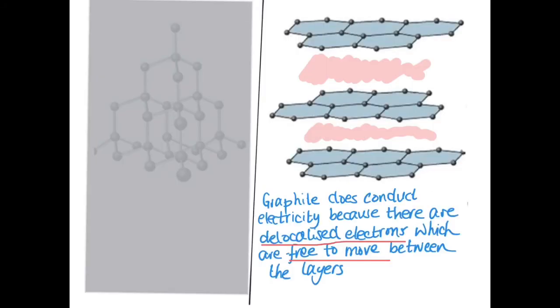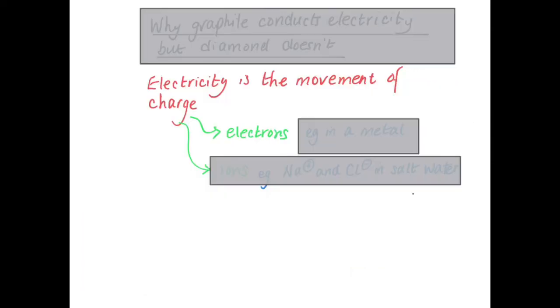Go back one, sorry. So graphite conducts electricity because there are delocalized electrons between the layers, and these delocalized electrons can move. So if you imagine this is some delocalized electrons, this is some delocalized electrons, these can move. So the delocalized electrons between the layers can move. And remember we said that electricity is the movement of charge, and it can be the movement of electrons or ions. And because in graphite there are delocalized electrons, and these electrons can move, graphite conducts electricity.